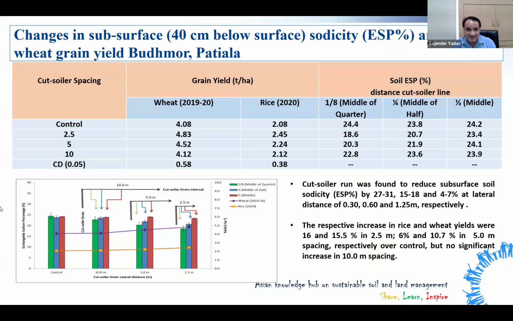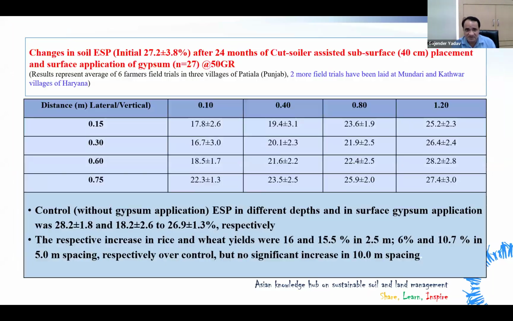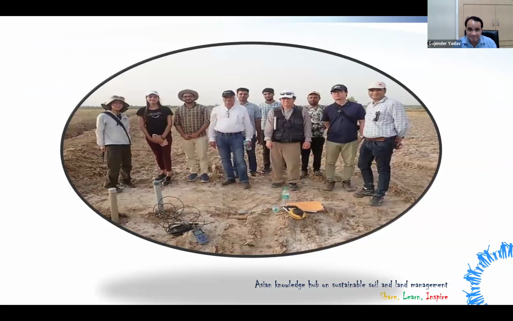And you see, in the 2.5 meter lateral spacing, there was a huge effective reduction in ESP in the root zone. And that's why its reclamation effect has been penetrated in the deeper areas. And if you see the lateral distances from the drain, it was quite effective up to 80 centimeter or 1.2 meter, means up to 1 meter, it is able to reclaim the soil laterally.